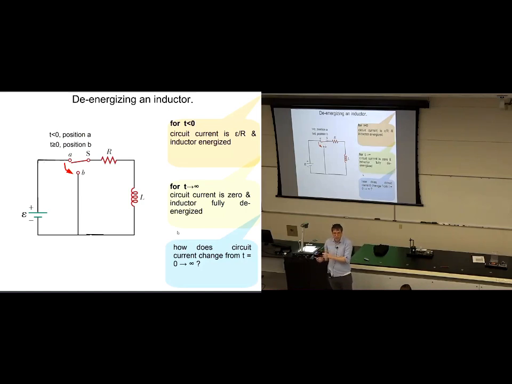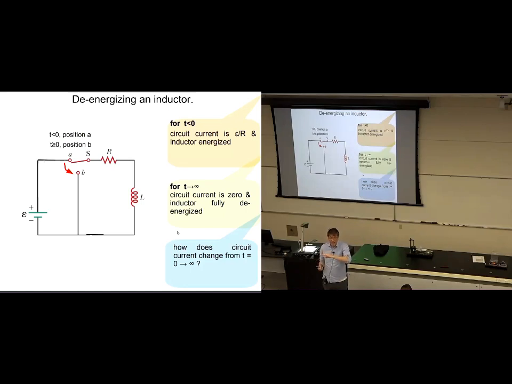Initially, before we flip the switch, we've got current flowing, a fully energized inductor, a magnetic field, and magnetic flux in the inductor. After we flip the switch to the other position, we're going to get a de-energized inductor. There's nothing to sustain the current, so we're going to get zero field, zero flux in the inductor. But that doesn't happen instantly.